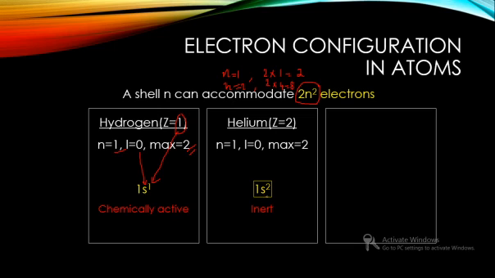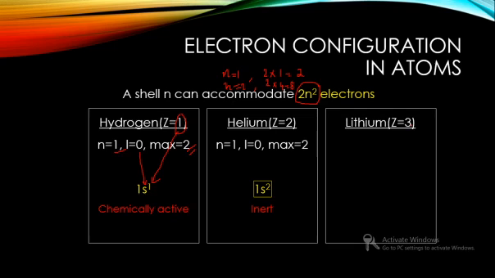Where it behaves as inert. Why? Because the subshells or the shells in those atoms are all filled, so the electrons will be locked inside the subshells. Okay. Similarly, let us consider another atom, lithium, with atomic number 3.